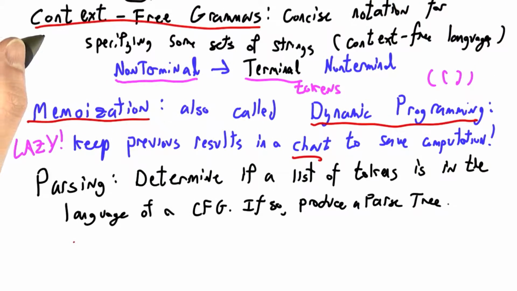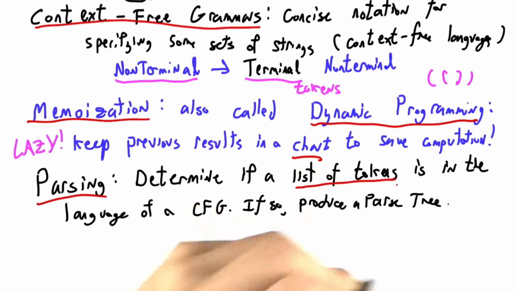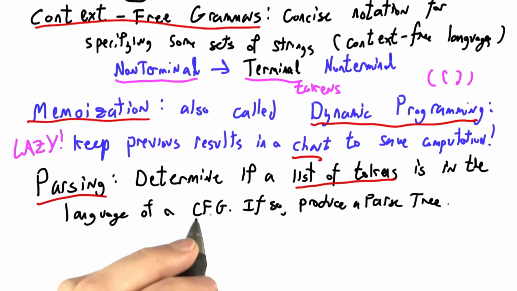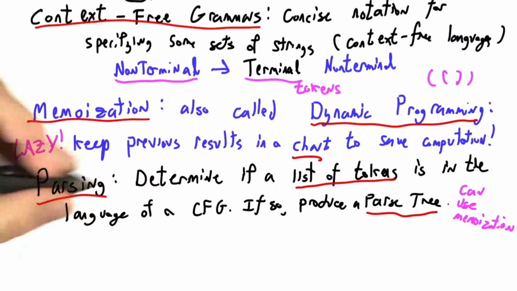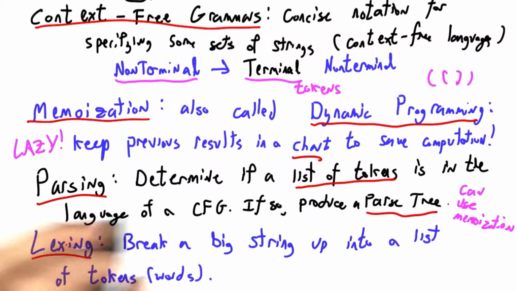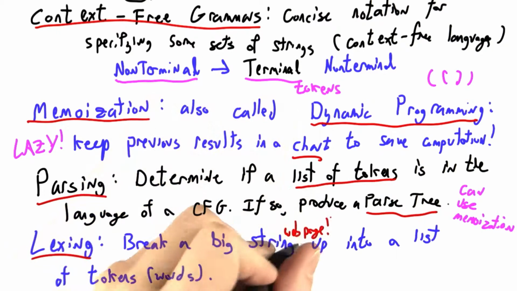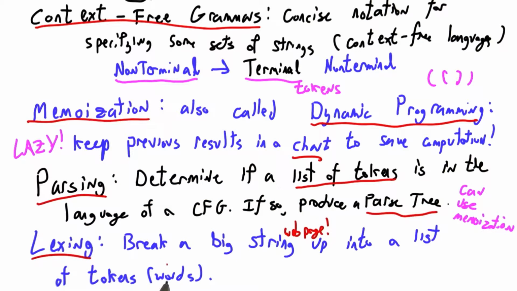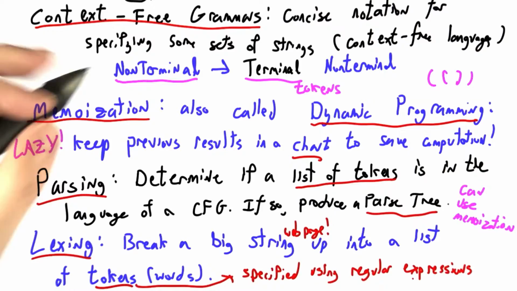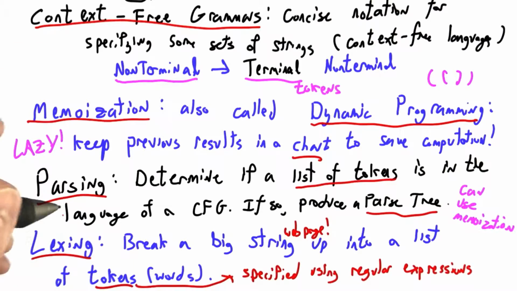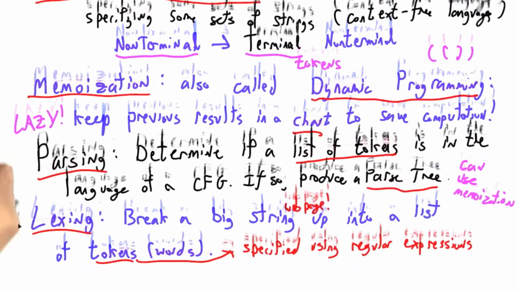We can combine context-free grammars and potentially memoization together to get parsing, which is the process of determining if a list of tokens is in the language of a context-free grammar. If so, we produce a parse tree. Where did we get that list of tokens, you ask? The process of lexing breaks a big string, like a web page, up into a list of tokens or important words. The tokens are specified using regular expressions, which means that a lexer is implemented using finite state machines. We do lexing first and then parsing. I have written them out of order to shake things up.